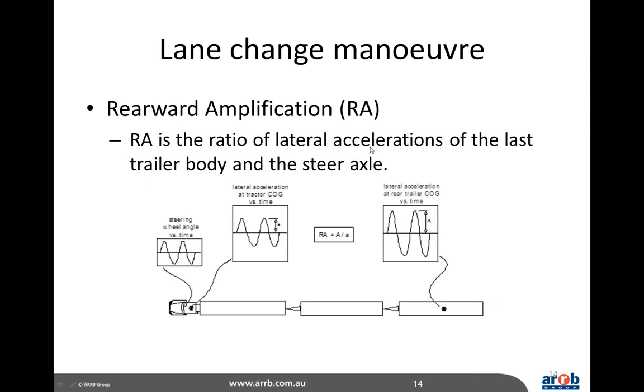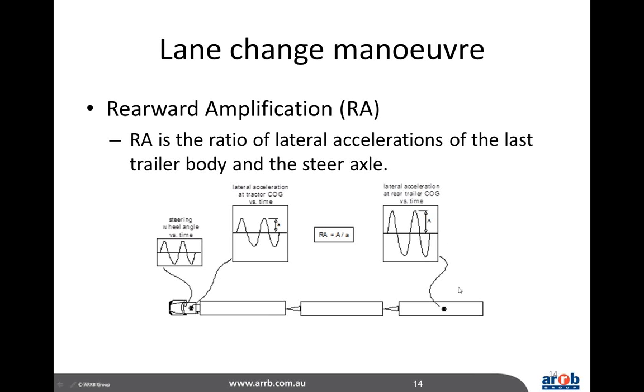Now, another measure of vehicle tracking ability when doing a lane change manoeuvre is called Rearward Amplification, or RA. This is the ratio of lateral accelerations at the last trailer and at the steer axle. And shown in this diagram at the bottom half of the page here, you can see that we've put in a small lateral acceleration at the front of the truck using the steering wheels, and at the rear trailer the body has moved enough to create a much larger acceleration.